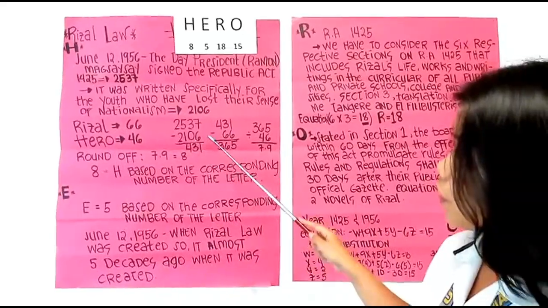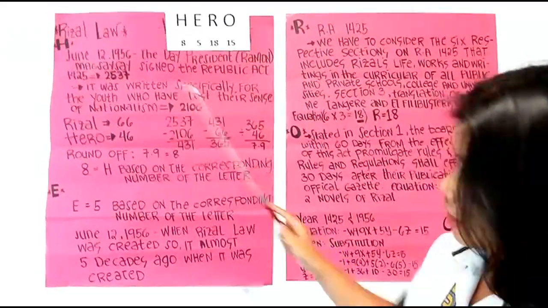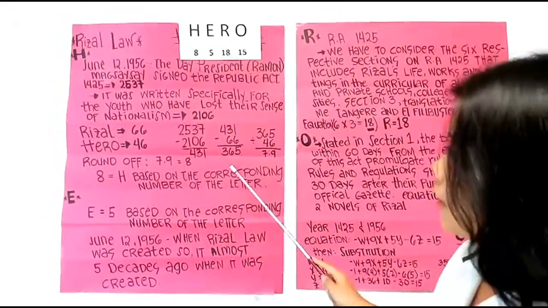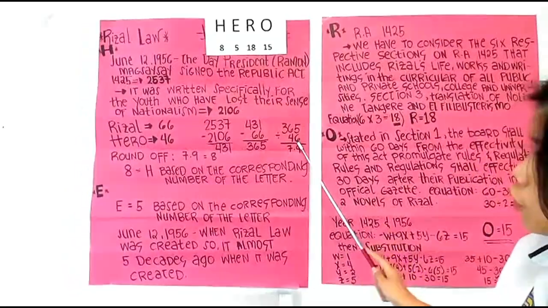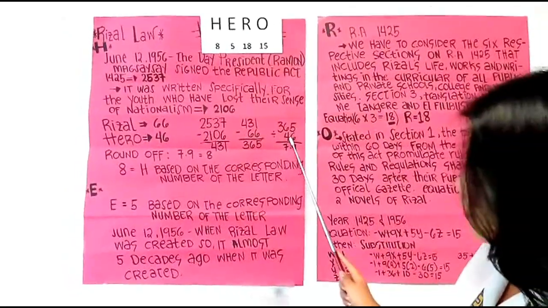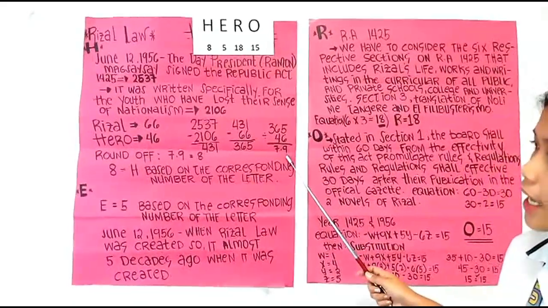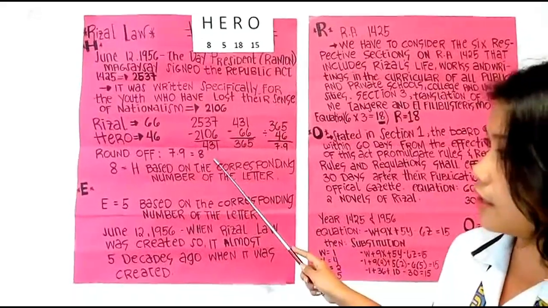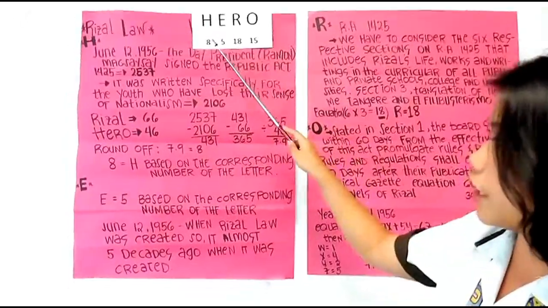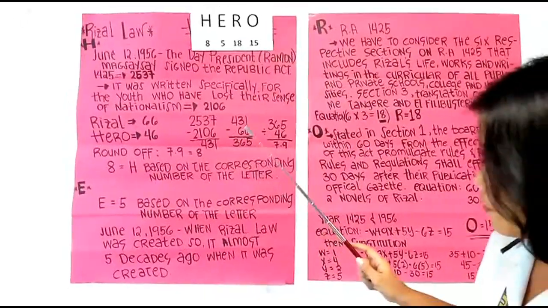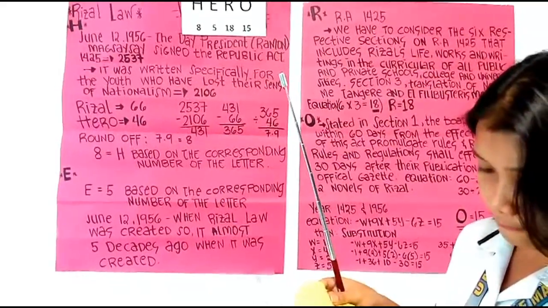And the answer 431 will be minus 266, which is the total of the word Rizal, and the answer will be 365. And the answer here will be divided to 46, which is the corresponding number to the word hero. The answer now is 7.9, and we rounded it off to 8. So all in all, 8 is the corresponding number of the letter H, which is based on the Rizal law. And now let us go to the letter E.